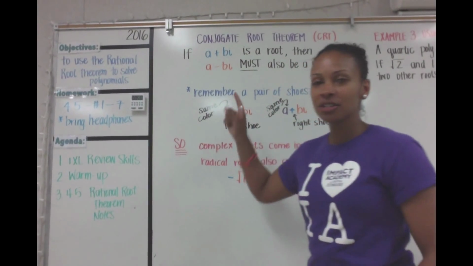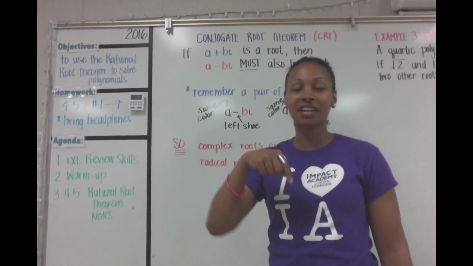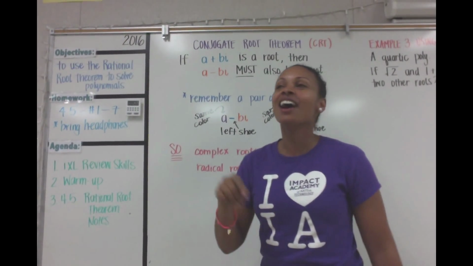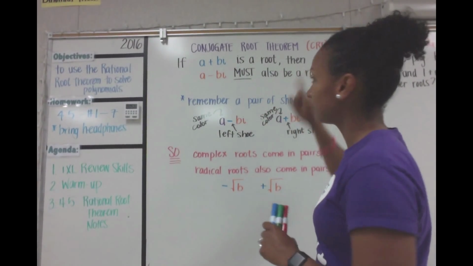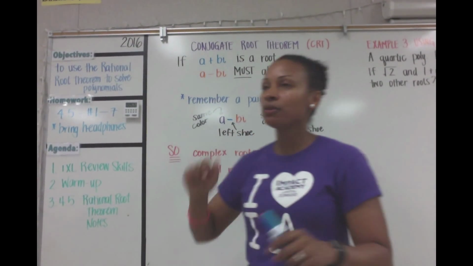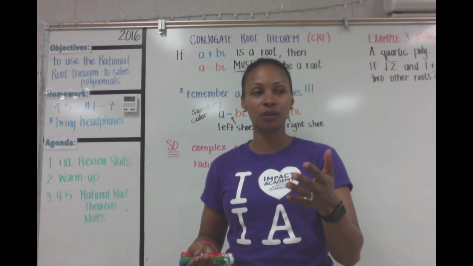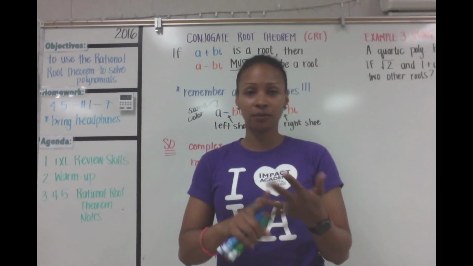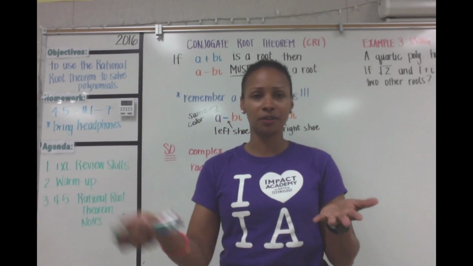So, here we go. Conjugate root theorem. We are continuing the notes from Friday. Technically, that's today. So we're moving on to conjugate root theorem. If you remember, we talked about complex numbers, and we were talking about shoes. When you go buy a shoe, you don't want different color shoes, and you want them to be the same size, but you need a left shoe and you need a right shoe.